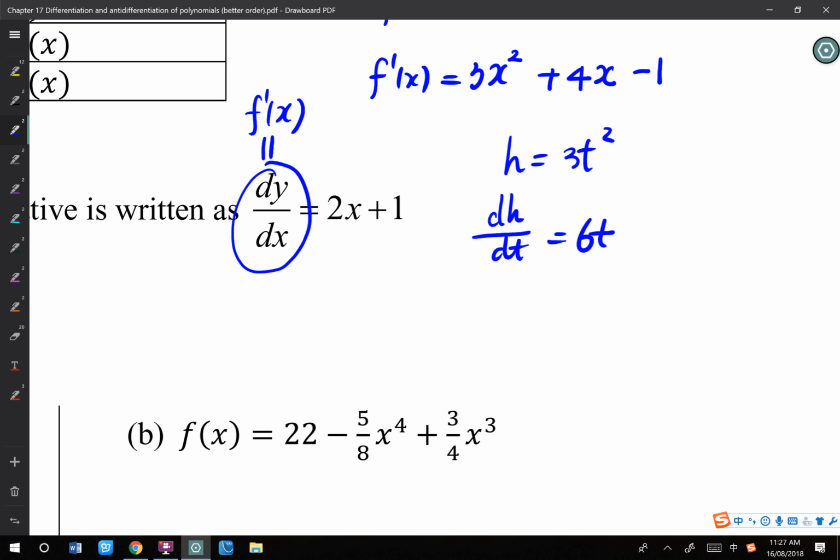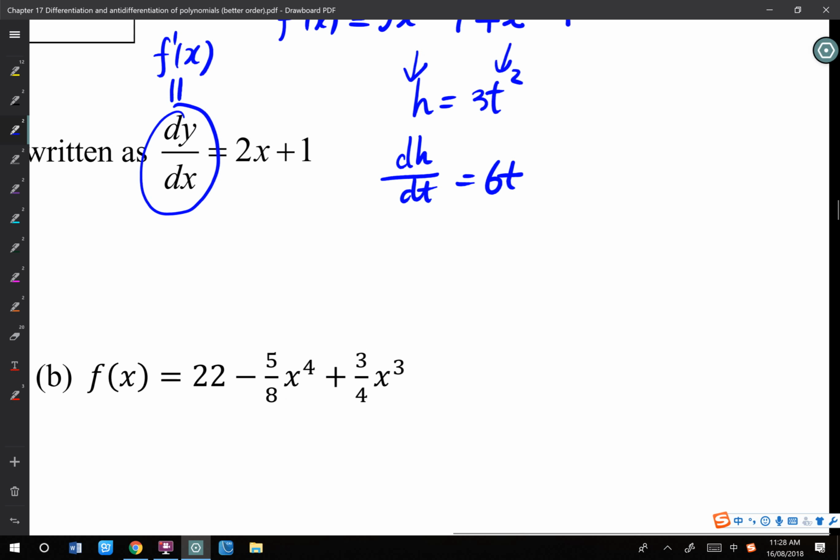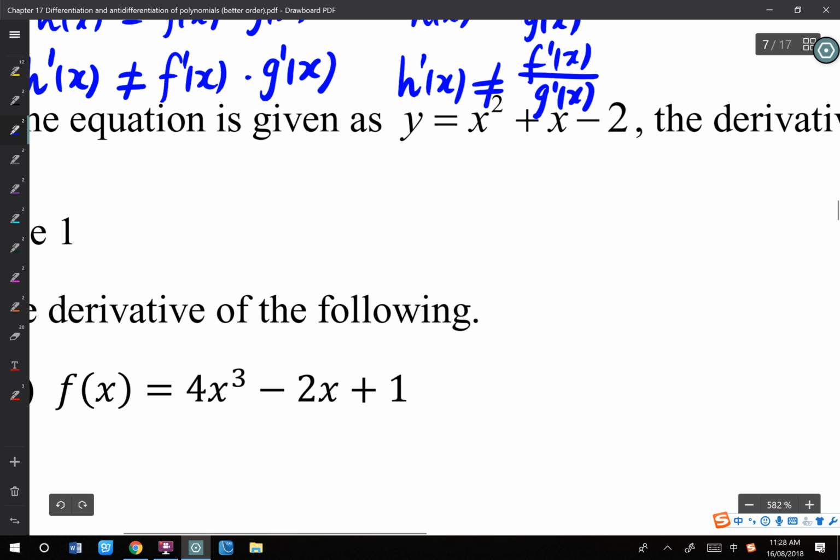So it depends on what you have in the original function. In this case, it will be dh/dt. So it's d of the left-hand side over d of the right-hand side, in terms of t. So it's dt. If you have g(x), then the derivative will be g'(x). If you have z equals to some function of t, then it's dz/dt. Okay, so that's just the notation thing we have.